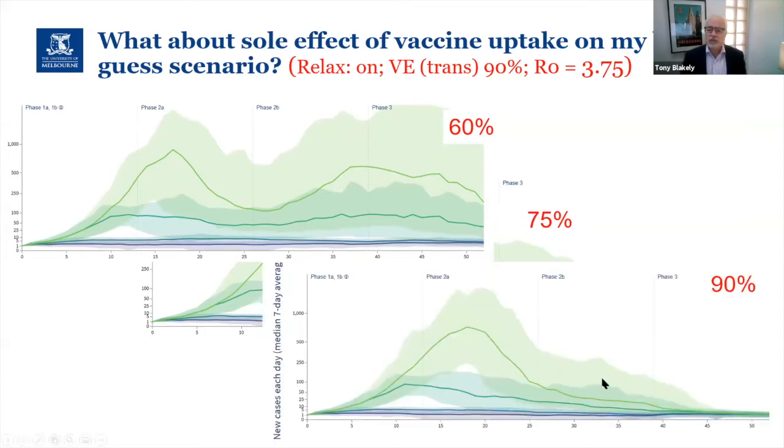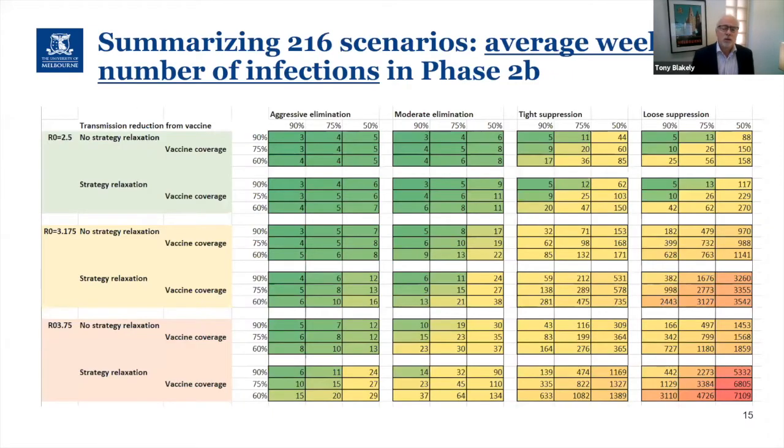But if you get 90%, it's looking tickety-boo. You can see that high vaccine coverage in these first two phases will really put us in quite good shape towards the end there. So, unsurprisingly, vaccine coverage matters. Now, you can play with this tool, and I encourage you to do it.